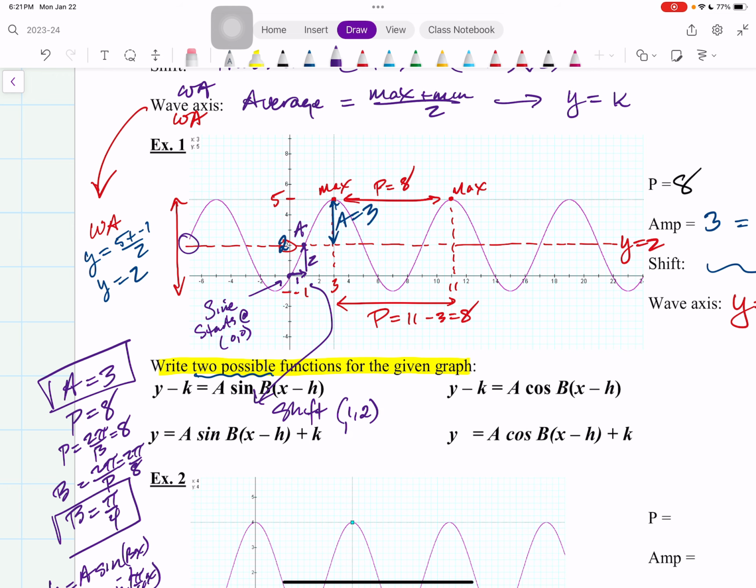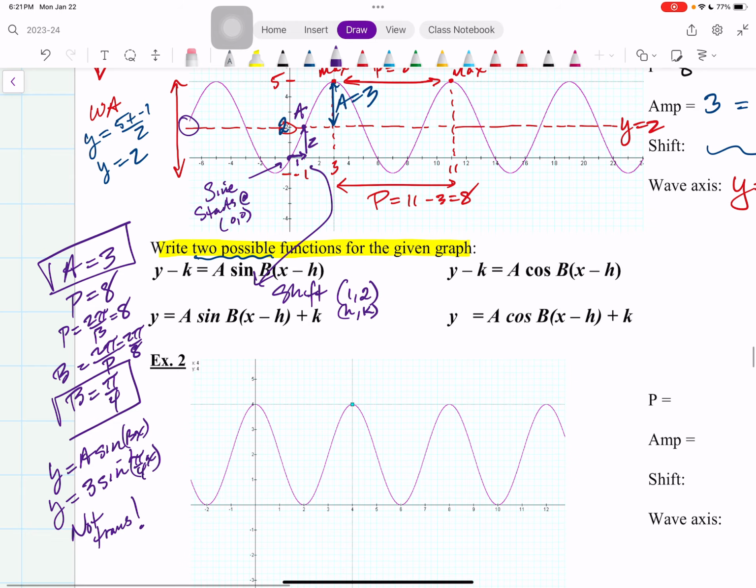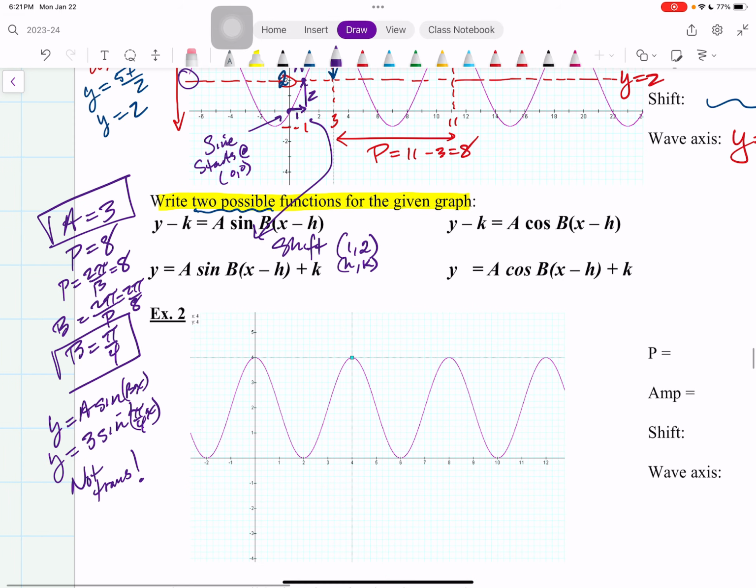So 1 comma 2, and that's h comma k, where h is 1 and k is 2. So my first possibility here for this one is y equals 3, because a is 3, times the sine of x. Excuse me, I got a b here, sorry.